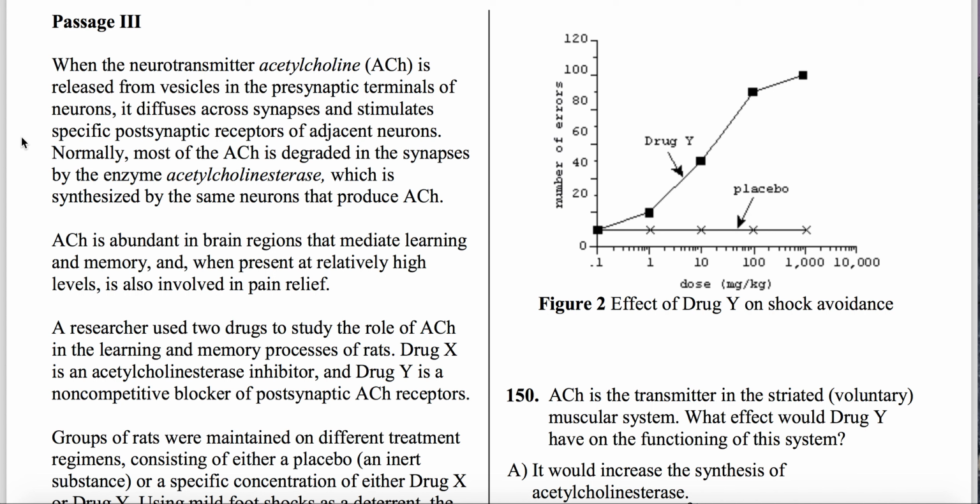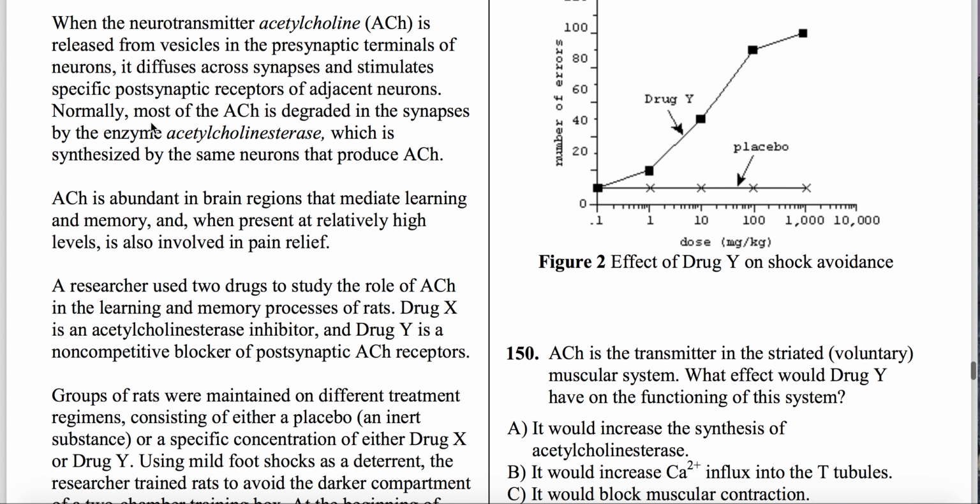When the neurotransmitter acetylcholine, ACh, is released from vesicles in the presynaptic terminals of neurons, it diffuses across synapses and stimulates specific postsynaptic receptors of adjacent neurons. Okay, so these are things that you should already know. Normally, most of the acetylcholine is degraded in the synapses by the enzyme acetylcholinesterase, which is synthesized by the same neurons that produce acetylcholine.